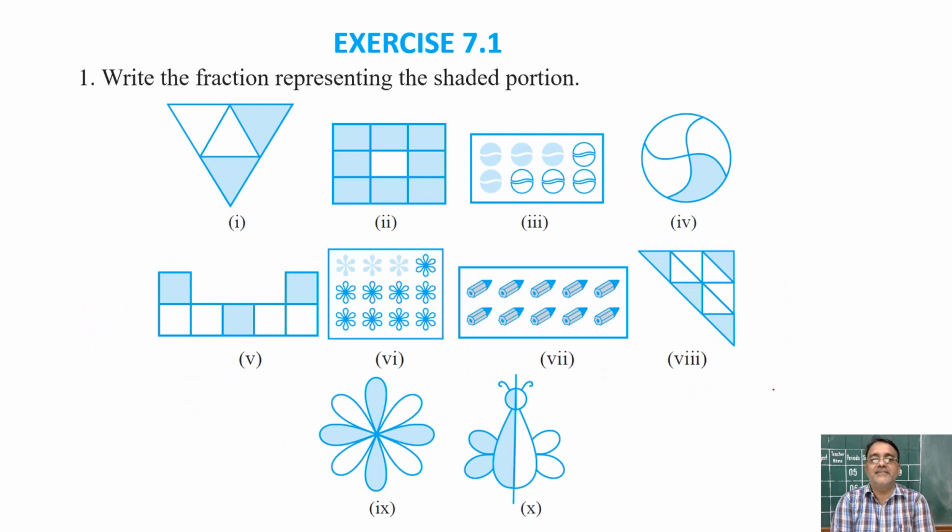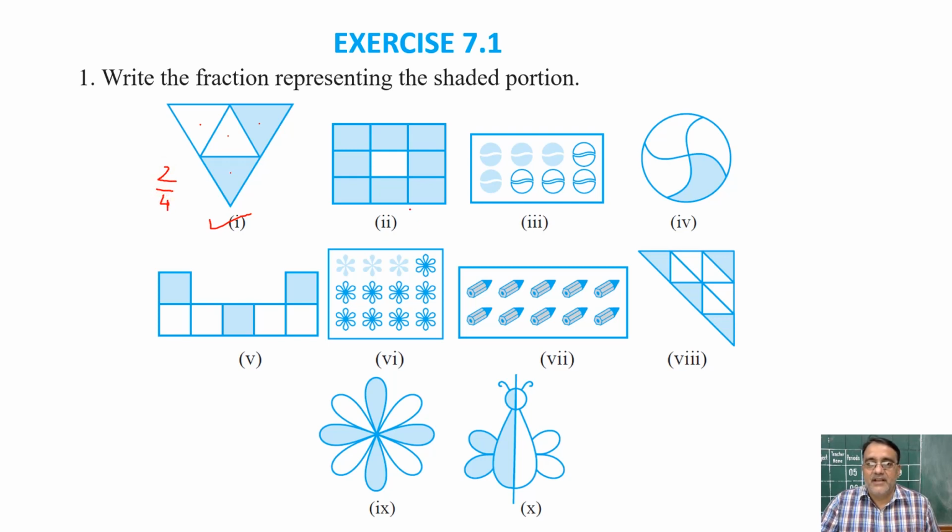Write the fraction representing the shaded portion. First we will count the total number of parts. How many total parts are there in this? 4. 1, 2, 3, 4. How many parts are shaded? 2. So 2 by 4. This is the answer.